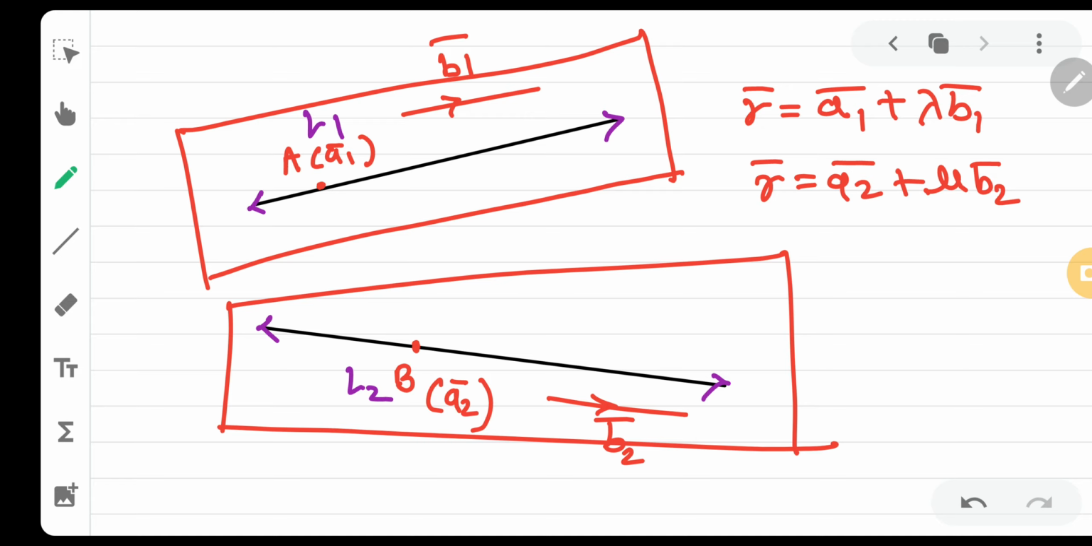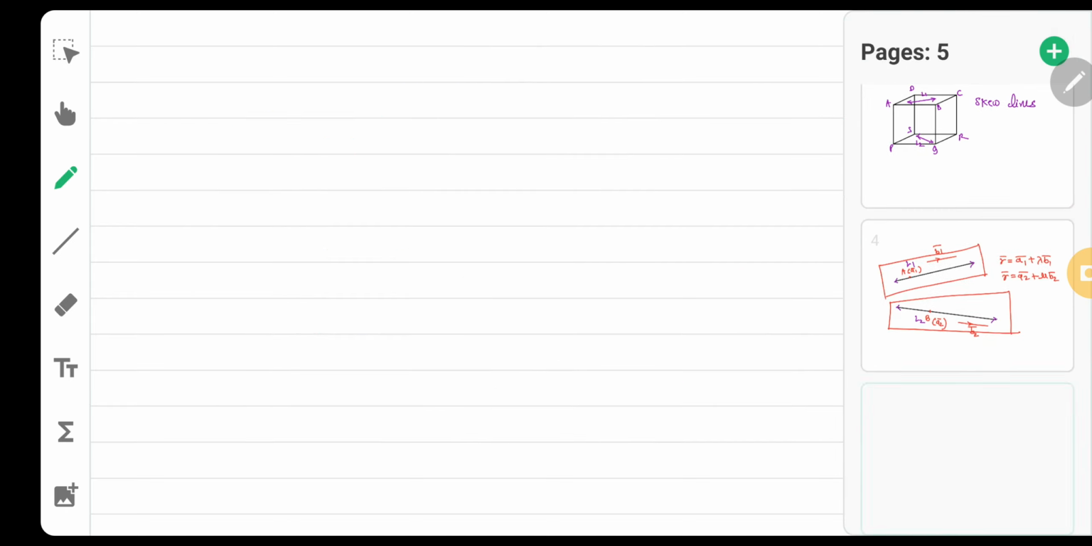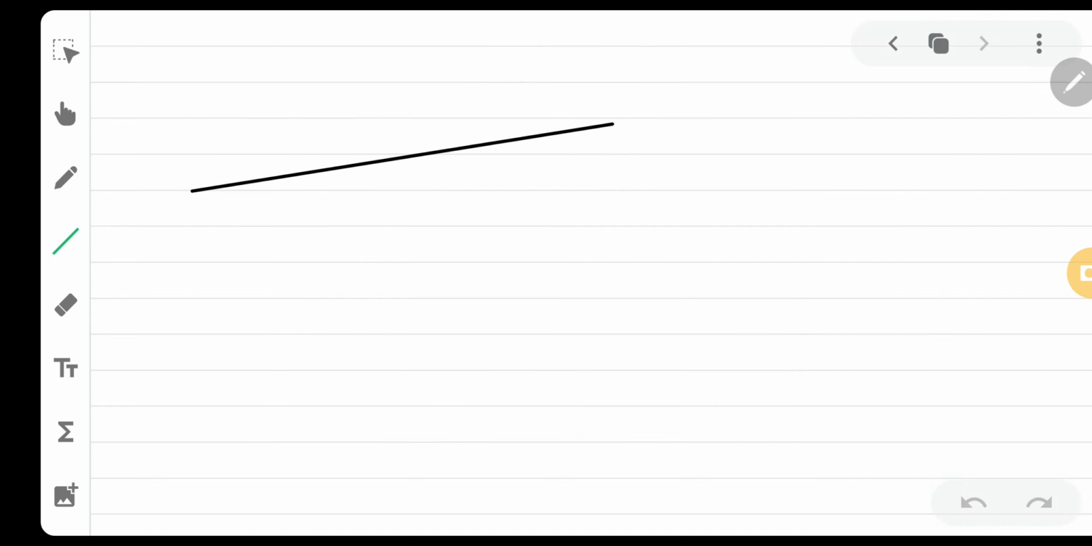As you can feel, these lines seem to be coming closer to each other, but they are never going to intersect. But at a certain point, they will have a shortest distance, right? So, how to find that shortest distance?